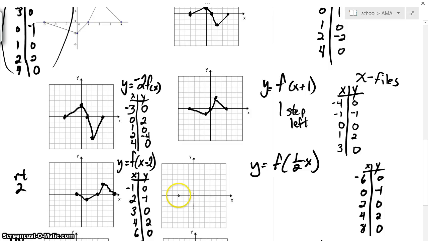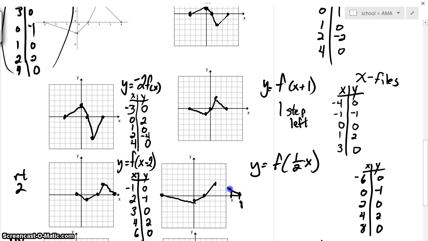If we went -6, 0, that's all the way over here. 0 comma negative 1 is down here. 2 comma 0 would be right over here. 4 comma 2 would be up here. And then 8, well, here's a 6, and here's a 7, and here's an 8, just trying to plot that out. Why am I extending it instead of changing the scale?